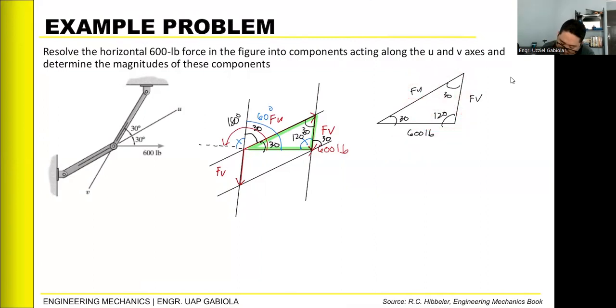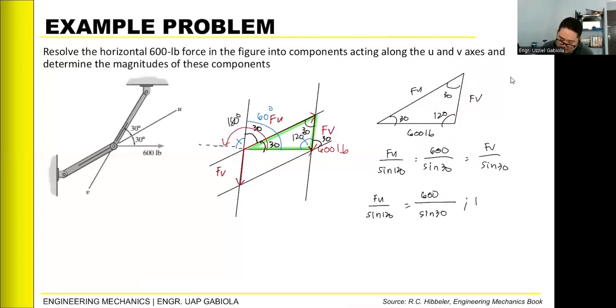So pwede natin lagay FU over sine 120 is equals to 600 over sine 30 equals to FB over sine 30. Okay? So kung FU muna, so FU over sine 120 equals to 600 over sine 30. So para makuha yan, FU is equals to 600 sine 120 all over sine 30. So FU natin by calculating sa calcu, 600 sine 120 all over sine 30, that is equal to 1,039 pounds.